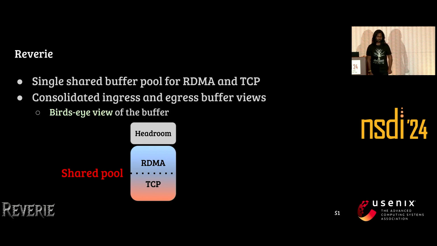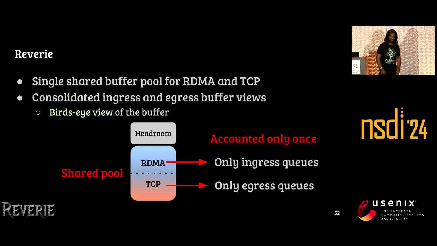Within the shared pool, we consolidate the ingress and egress views of SONiC, which gives Reverie a bird's eye view of the actual buffer content. Every packet is only accounted once, in contrast to SONiC, which accounts twice in ingress and egress. For RDMA, Reverie accounts a packet from the perspective of the ingress queue. For TCP, we account it from the perspective of the egress queue only.